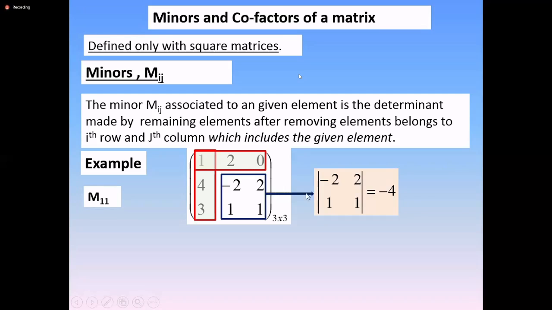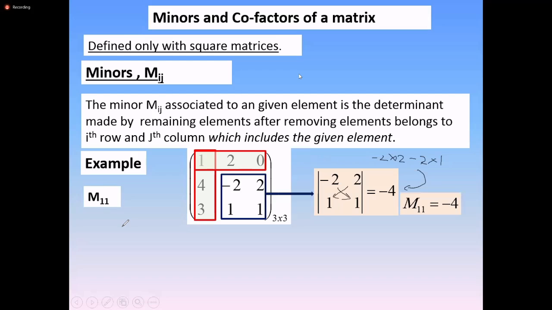That is minus 4, minus 2 multiplied by 2 minus 2 by 1, and that is minus 4. So M11 is minus 4. That is how we can calculate M11. M11 is equal to minus 4.